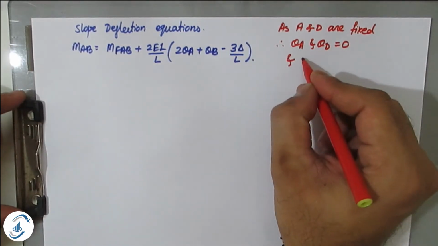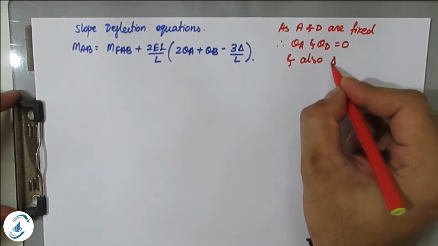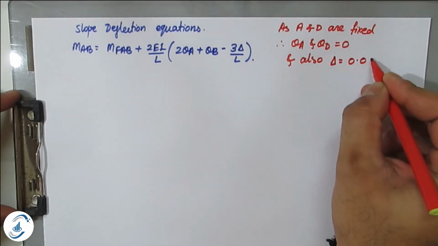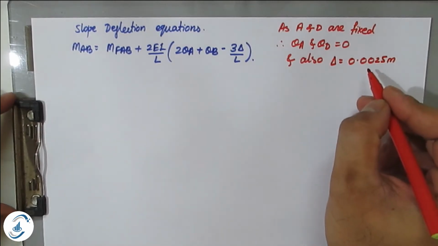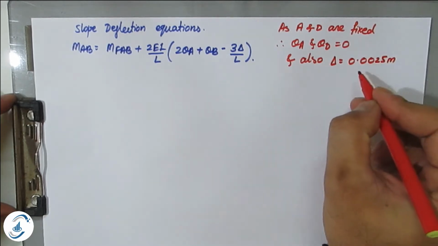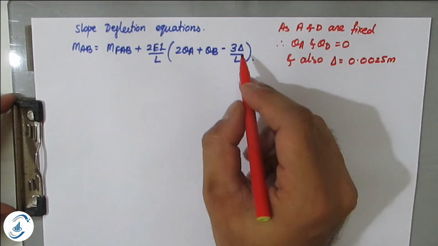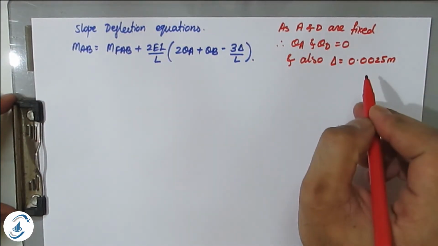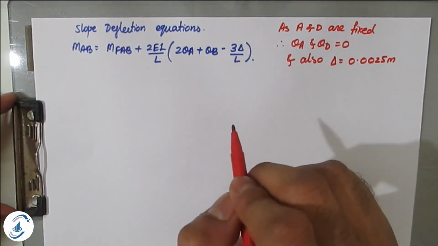And also delta comes into picture. Delta is nothing but 0.0025 meter. Actually the given sink is 2.5 mm. If you convert 2.5 mm, it comes out to be 0.0025 meter. So here delta we have to substitute 0.0025. There is a sign convention, which we will see here, how to take the sign conventions for the delta.